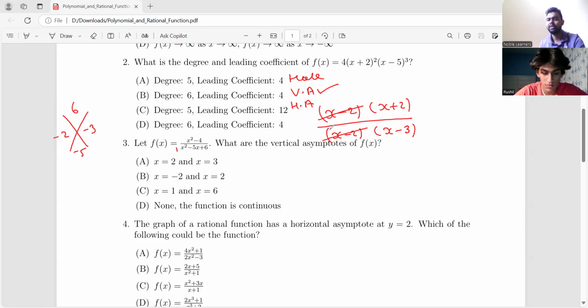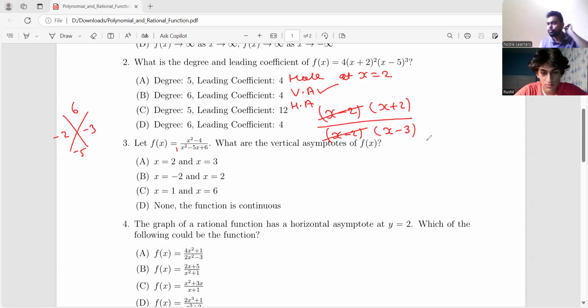That is actually a hole. It is not considered to be the vertical asymptote, by the way. So we have a hole at x equals 2. That's not a vertical asymptote if you are able to cancel that out. Get my point? Now, x minus 3 cannot be cancelled out.